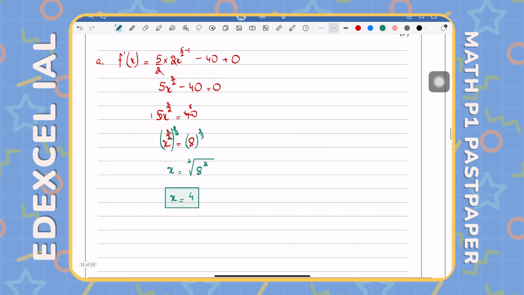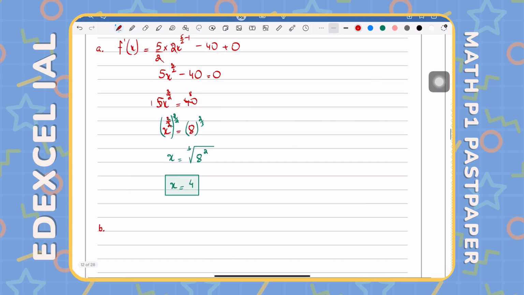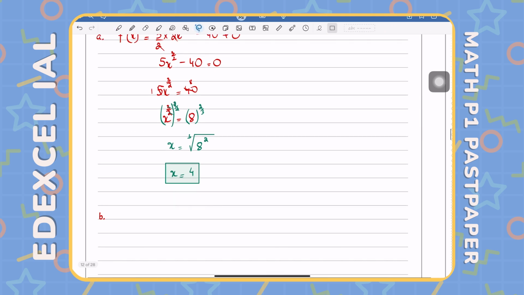There you go. Now let's have a look at part B. Let's see what part B says. f double prime of x equals 5. So that means now not only do you have to differentiate it once, you have to use that and differentiate that again. So let's bring this here. Don't forget that this is f prime of x.